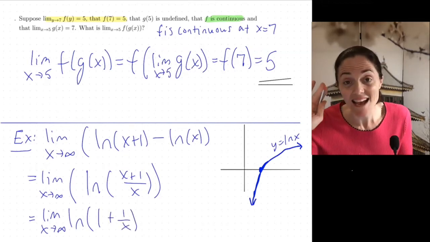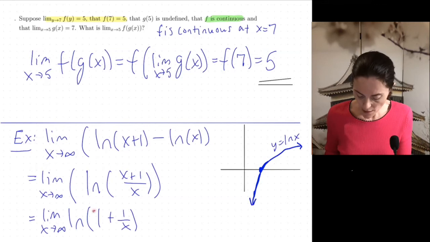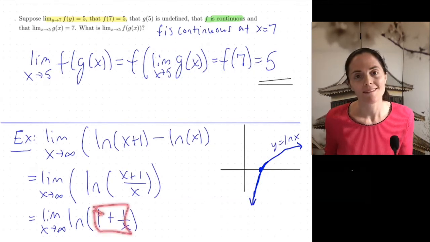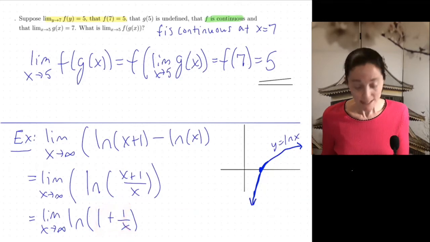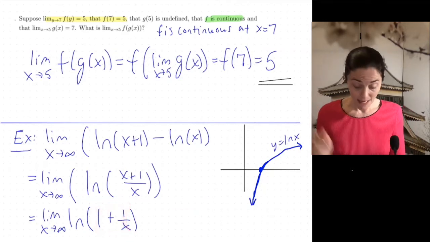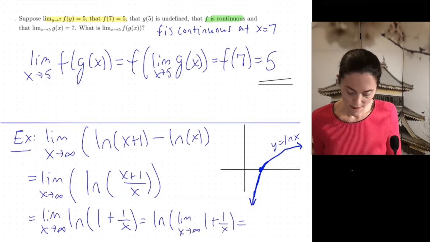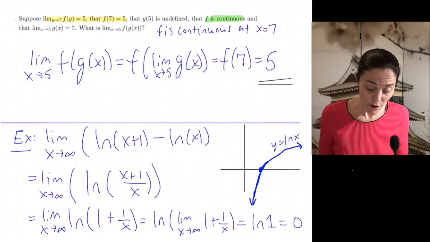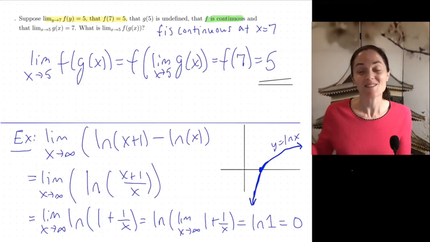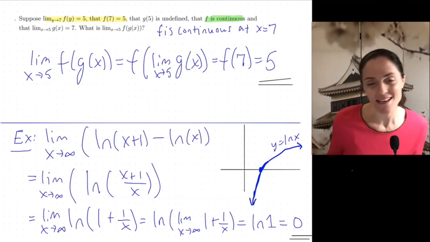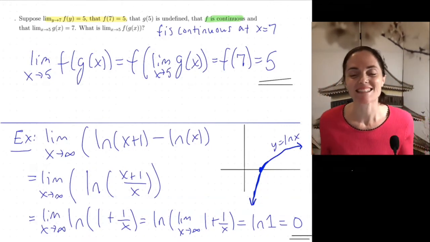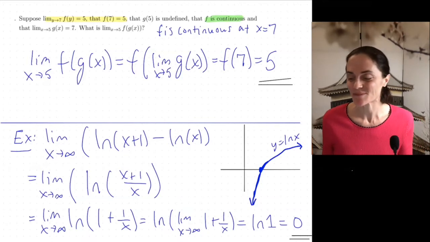What's inside the log? As x grows without bound, this approaches 1, right? And so, natural log is continuous. I can bring the limit inside. Maybe I'll do it in two steps. Okay, this is ln of 1, which is 0. But be careful. It's not 0 because infinity minus infinity is 0. It doesn't work like that. It's 0 because of log properties and properties of continuous functions. Okay? I like this example.